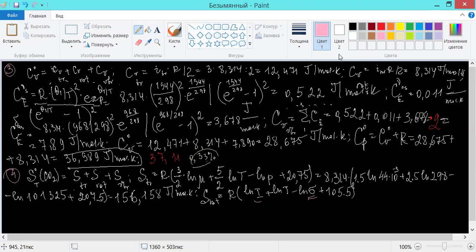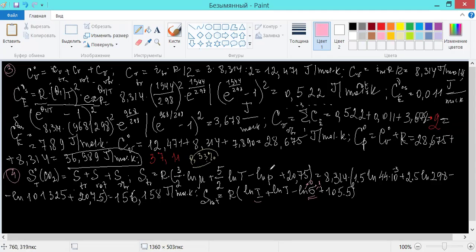As for the second one, it is very easy. The thing is that for CO2 the symmetry is equal to 1. For that reason, the logarithm will be equal to 0. Okay, this is a good piece of news.